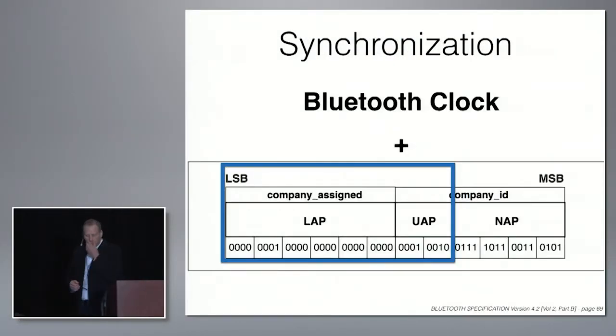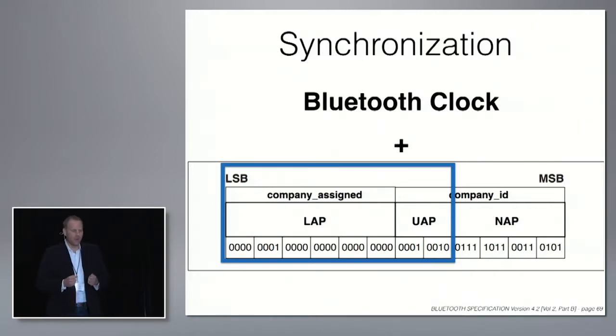All right. So synchronization. I wanted to take a slide on this one because it's so important in the Bluetooth model. Synchronization occurs between the master's Bluetooth clock and what's known as the lower address portion and the upper address portion of the Bluetooth MAC address. Okay? So again, it's synchronization between the master Bluetooth clock plus what's known as the LAP and the UAP of the Bluetooth address.